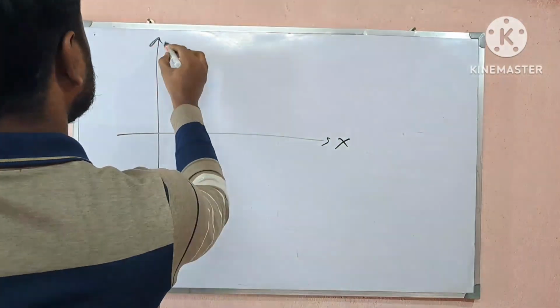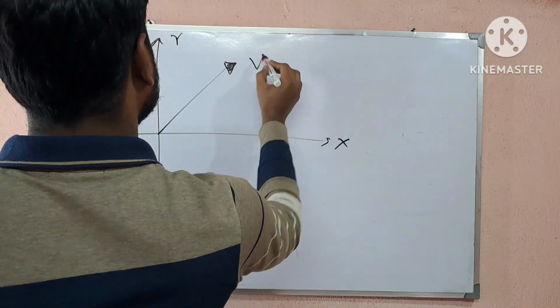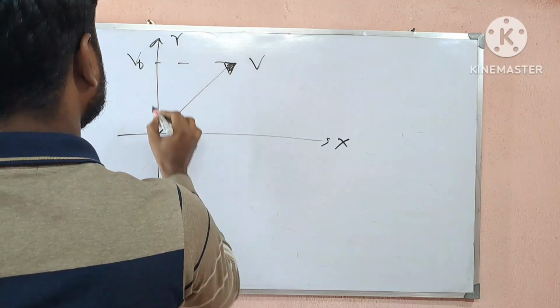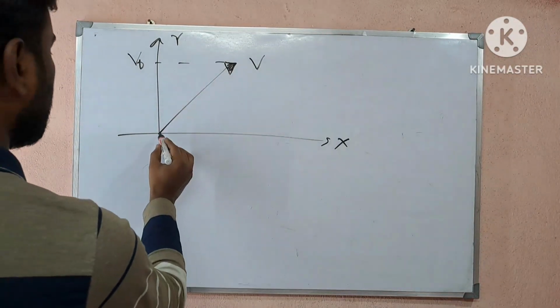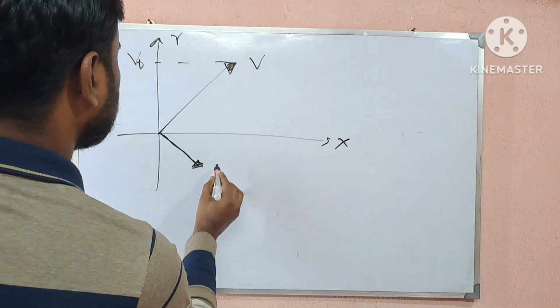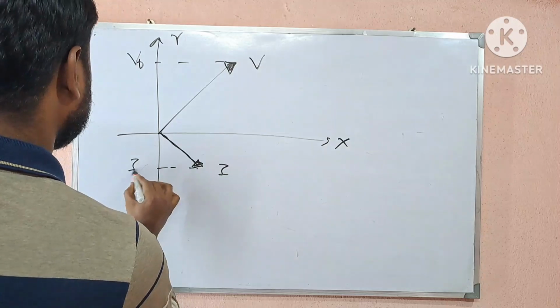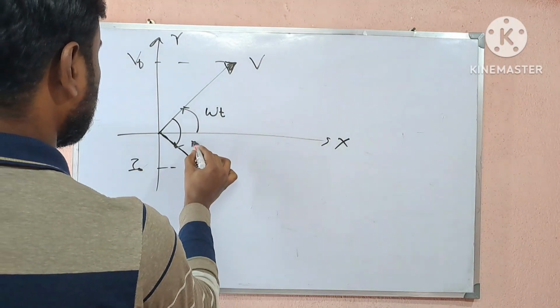This is the x-axis, this is the y-axis. This is the voltage V, and this is the peak value of voltage. So the current is lagged behind voltage by pi by 2. So that is the line of current. This is current I, and the peak value of current is I0. This angle is omega t, and this entire angle is pi by 2.